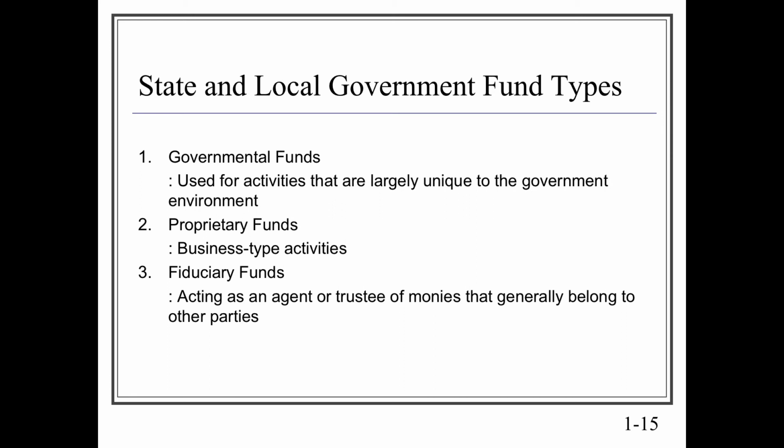Once again, state and local governments use 11 different fund types. These fund types are organized into three categories: governmental funds, proprietary funds, and fiduciary funds. Governmental funds are used for activities that are largely unique to the government environment. Proprietary funds are used for business-type activities. Lastly, fiduciary funds are used for activities where governments act as an agent or trustee of monies that generally belong to other parties.